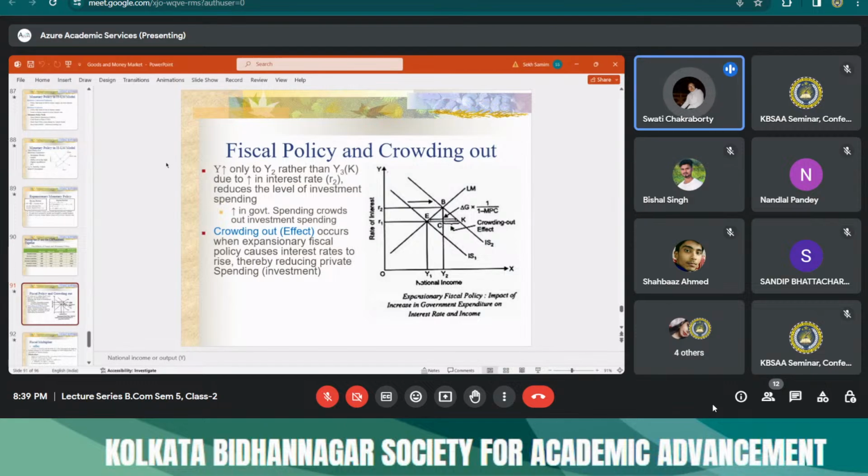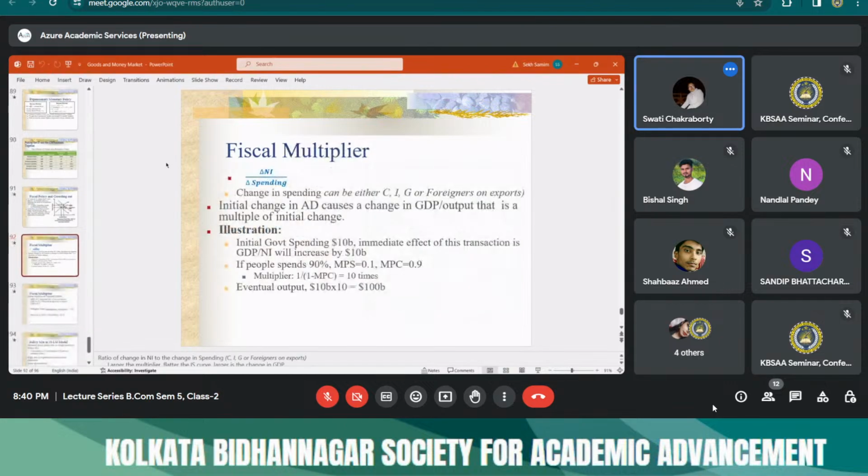So when we say crowding out, it means that when there is an increase in government spending, it crowds out. Crowds out means it dominates, it eats off, it has a negative effect on investment spending. So it reduces investment; private spending goes down because of the increase in government expenditure. This is called the crowding out effect. Can we go to the next slide, please? Next slide.